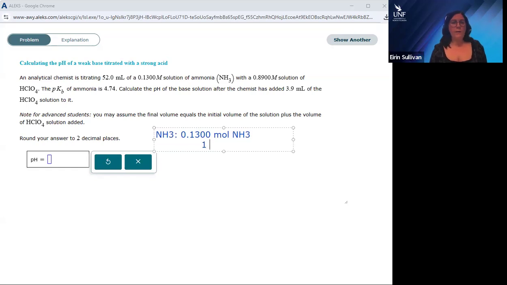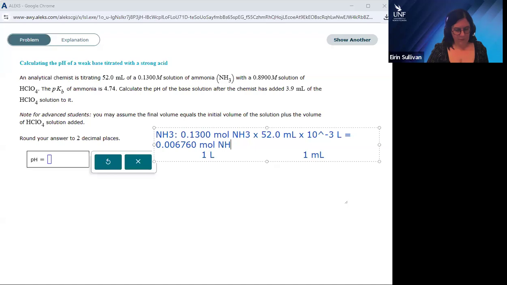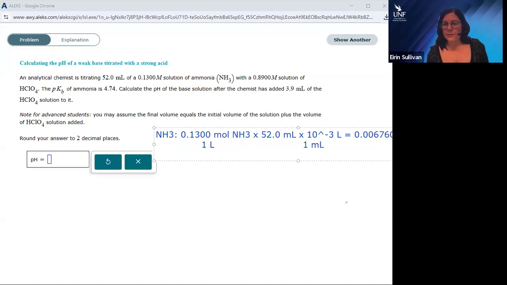And we know what volume we have. We have 52 milliliters, so we're going to have to do a unit conversion there between milliliters and liters. So 1 milliliter is 10 to the minus 3 liters. I can put my 1 milliliter on the bottom and 10 to the minus 3 liters up on top. So we can see that our milliliters and our liters will cancel out, giving us our number of moles of ammonia that we initially have. That comes out to be 0.006760 moles of ammonia.